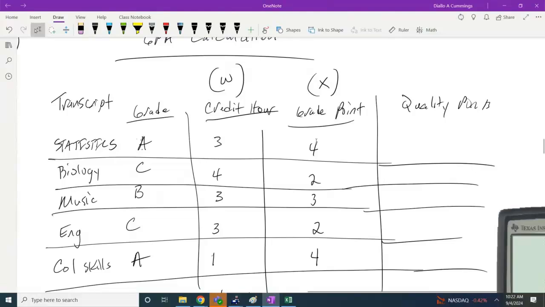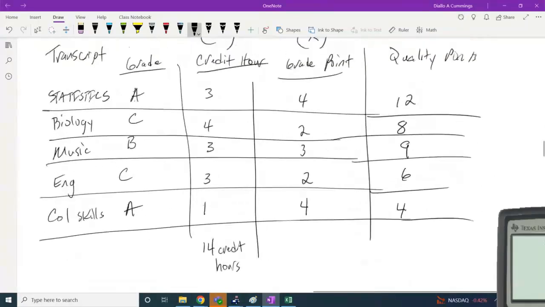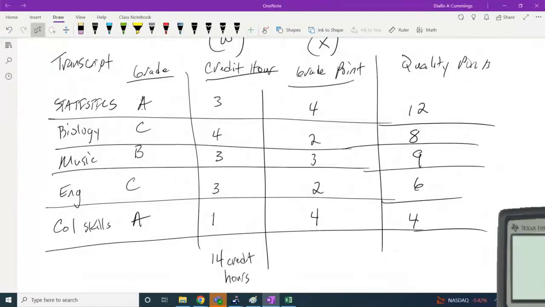So if I multiply 4 times 3, I'm going to get what? 12. Remember, I'm just multiplying the credit hour times that grade equivalent numerical value. 4 times 2 is 8. 3 times 3, 9. 3 times 2, 6. And then 1 times 4 is 4. All right. So I multiplied X times W.